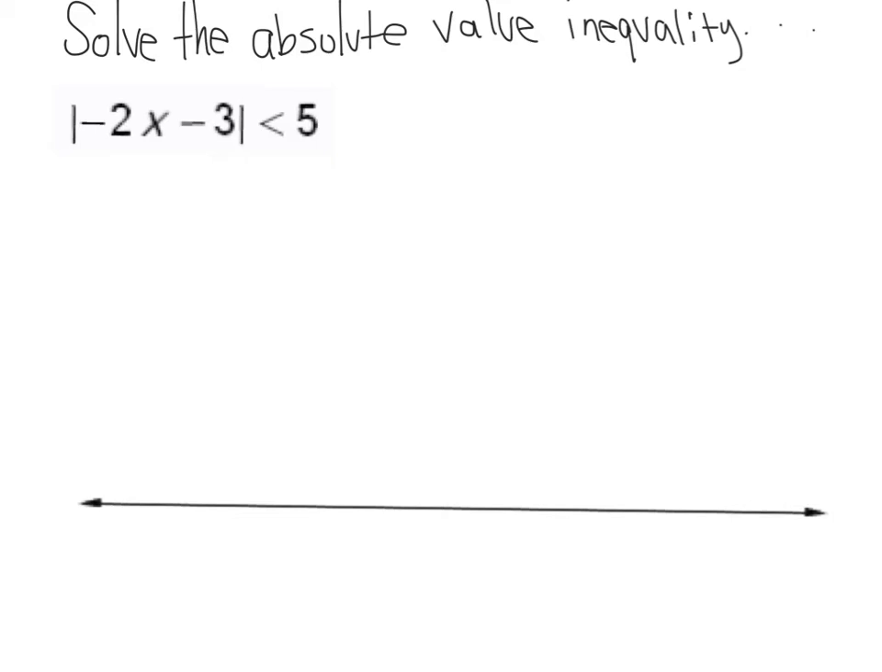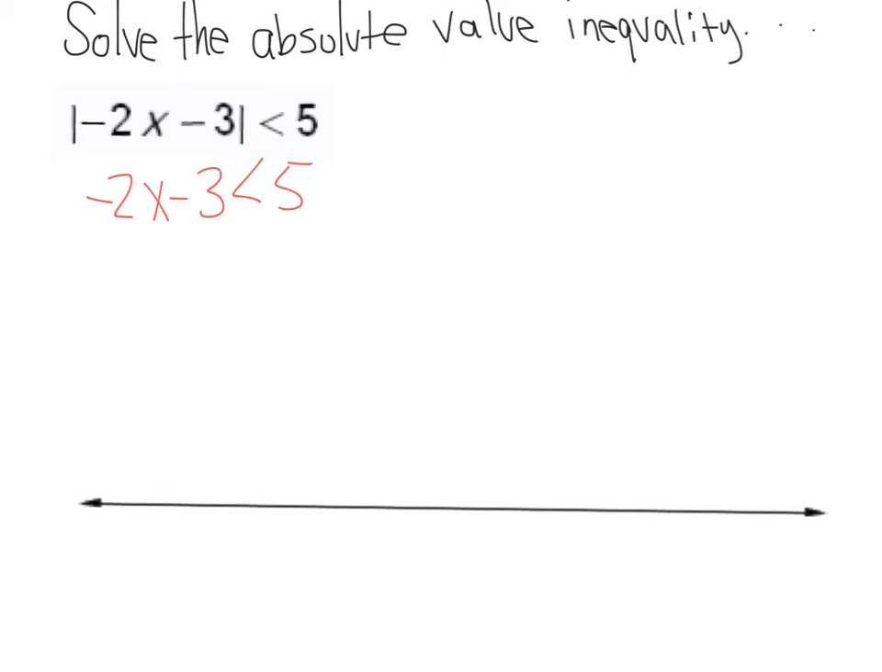So the first problem we're going to look at is solving an absolute value inequality and graphing it on a number line. So this is when we have one variable. For these types of problems, we need to set up two inequalities. We have two cases. The first case, all we have to do is drop the absolute value symbols. So we'll have negative 2x minus 3 is less than 5.